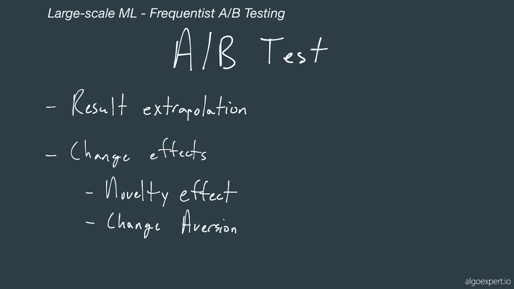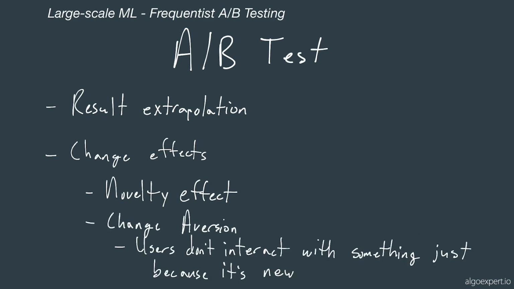Now, oppositely, there's something called change aversion. This is what happens when users don't interact with something just because it's new. So in the case where we just run a 2-week experiment, whatever we're experimenting with may not receive a lot of attention, but if we were to run that experiment for longer, we could potentially see more positive impacts.